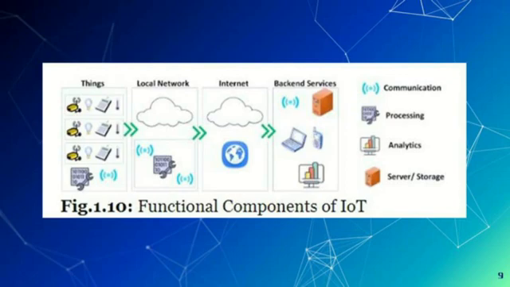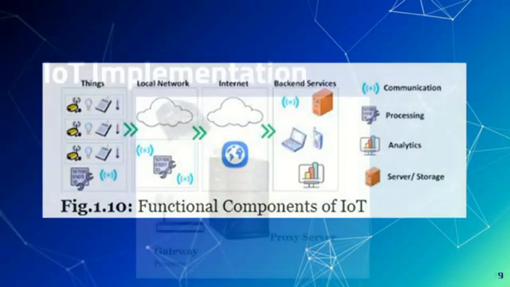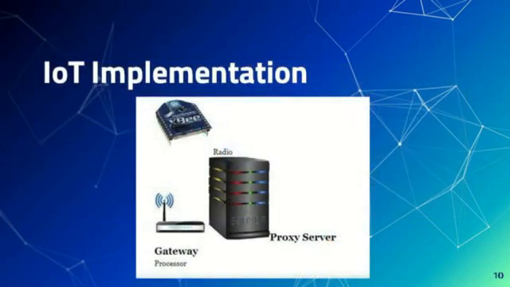And last is user interface. We know for accessing any type of application, the UI is very important. For IoT implementation, we need processor, gateway, proxy server. Gateway is responsible for connecting your local network with a global network, that is, to connect with the internet.